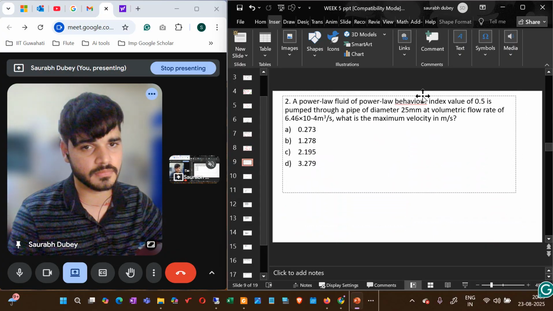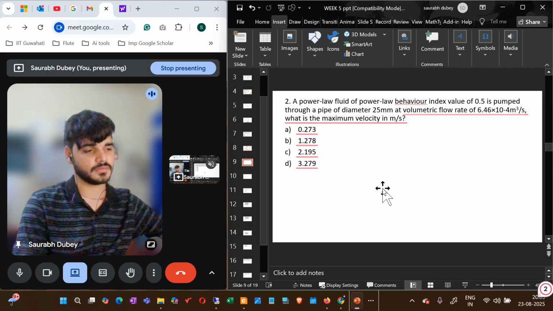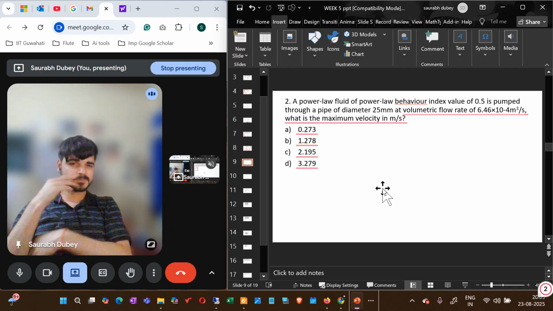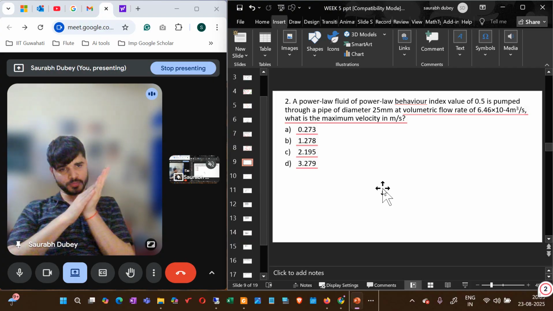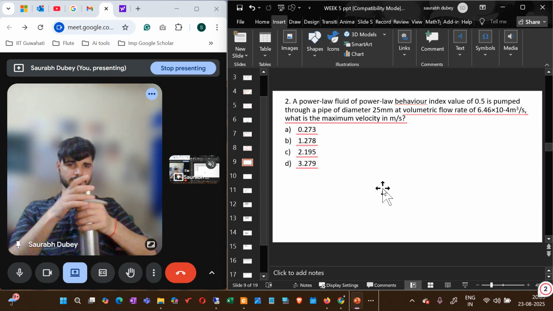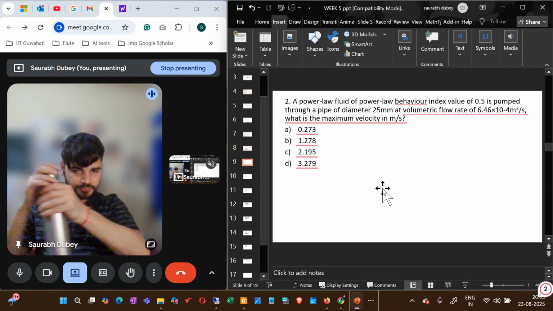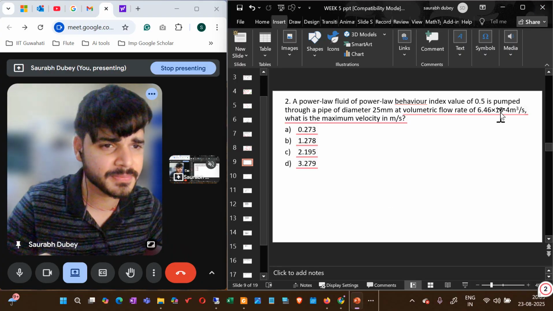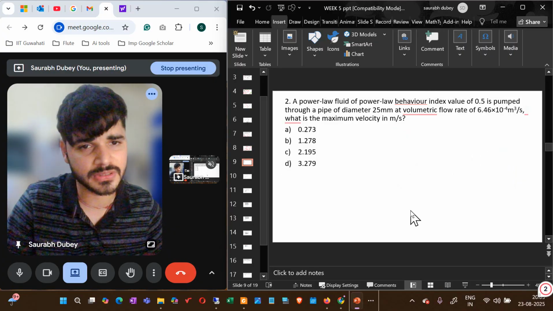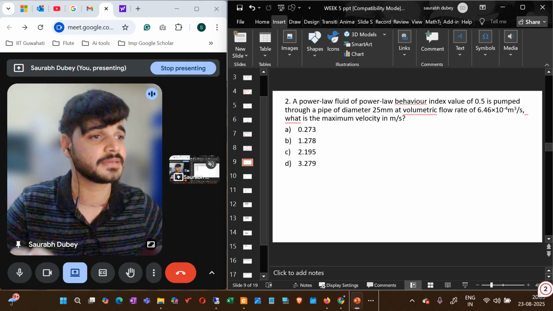If you see, a power law fluid of power law behavior index value of 0.5 is pumped through a pipe of diameter 25 mm at a volumetric flow rate of 6.46 into 10 to the minus 4 cubic meter per second, right? It is a mistake here, let me just correct it. What is the maximum velocity? So it is almost a similar question, and now the maximum velocity value you have been asked, right?